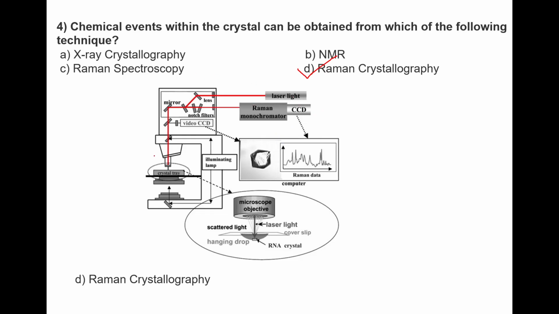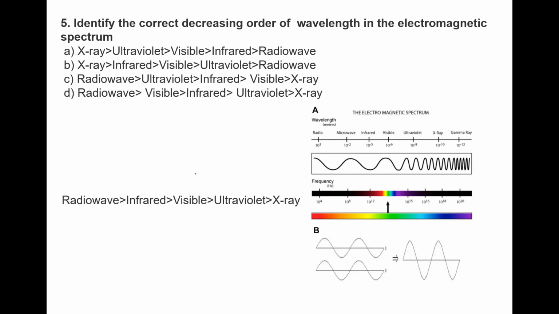So with this you can actually get the information about the chemical changes in the crystal, as well as visualize the crystal using this Raman crystallography technique. So option D is the correct one.